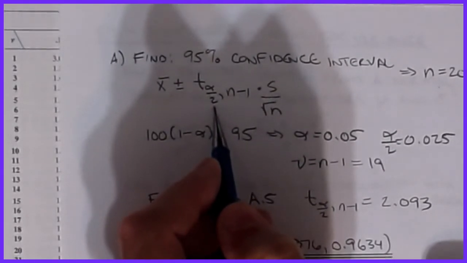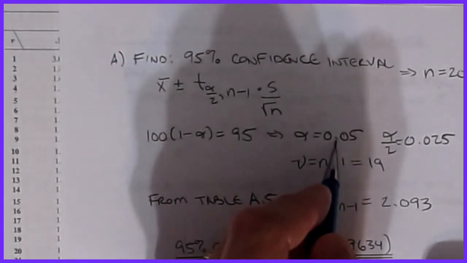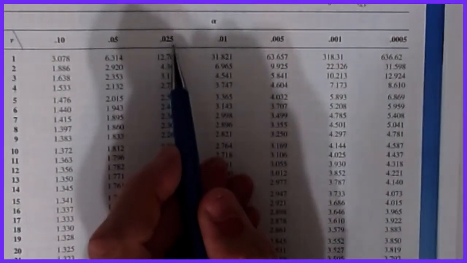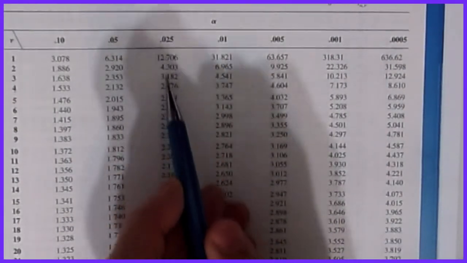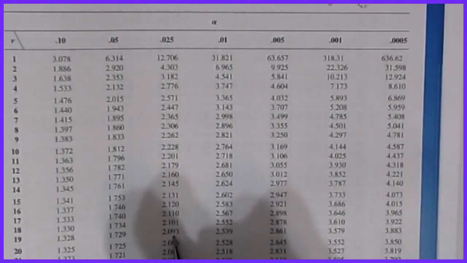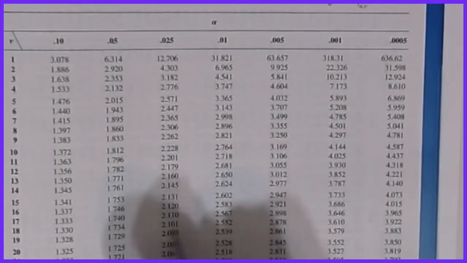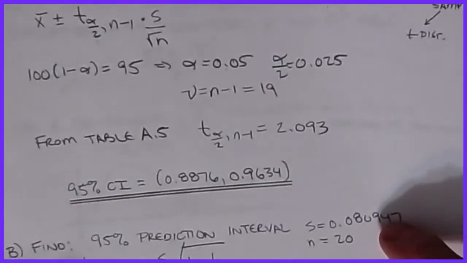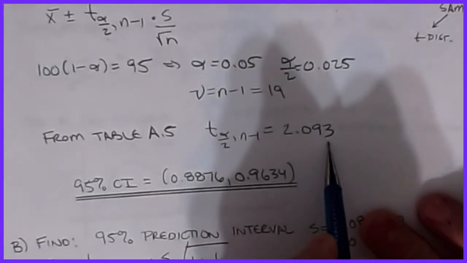This is a double-sided interval. All right, so if my alpha is 0.05, then my alpha over 2 is 0.025. That's why we're in this column. So 0.025, I come down to number 19, and I get this number, 2.093. And that will be the statistic that you use to establish your confidence interval. So that's where this number is coming from.